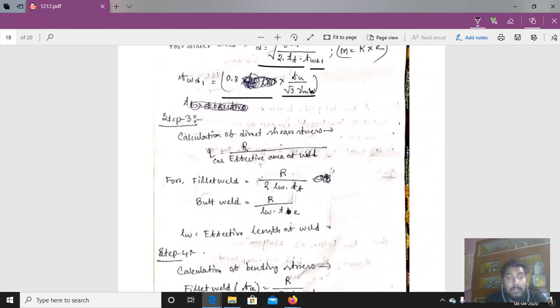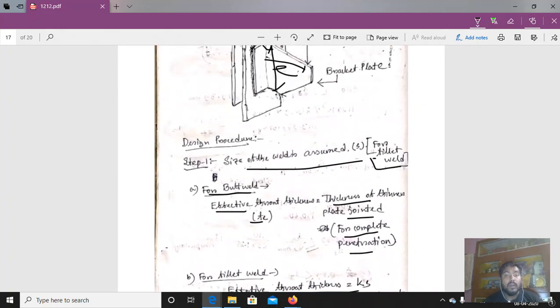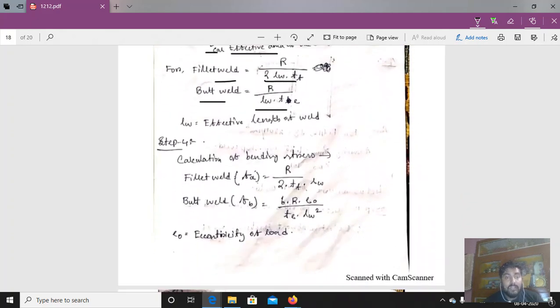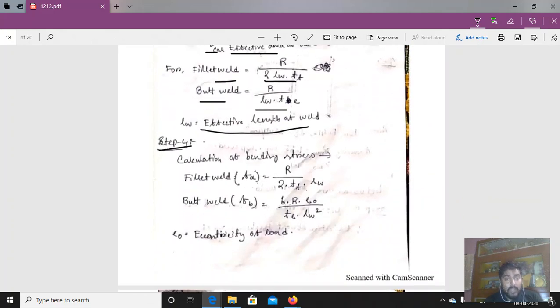Now step number 3, calculation of the direct shear stress. Q is the direct shear stress. This is the formula. For the fillet weld, it is R by 2 LW into TT, and for the butt weld, R by LW into TE. TT means the throat thickness of the fillet weld, and TE means the effective throat thickness of the butt weld. Putting in all the values, LW is the effective length of the weld.